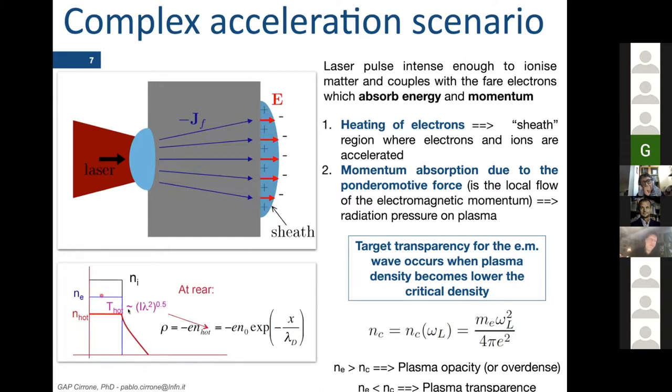And here we have some profile that we observe of the electronic density of the electrons that are heated by the arrival of this laser that starts to ionize and produce this pre-plasma, and this density goes below the critical value and initiates this process.